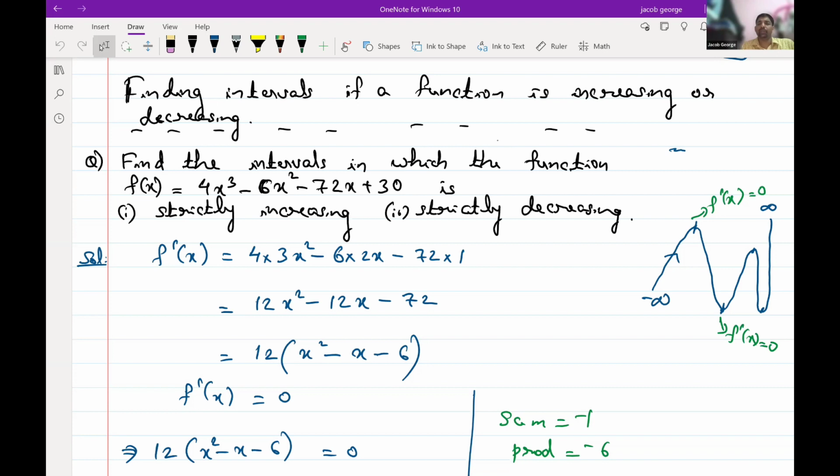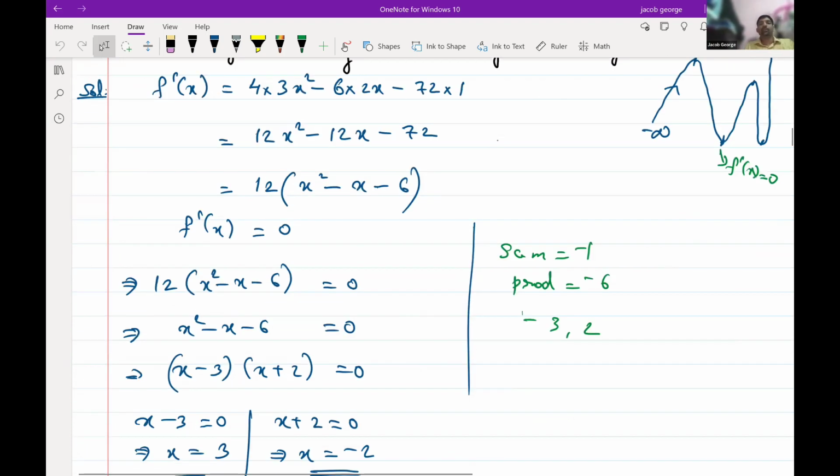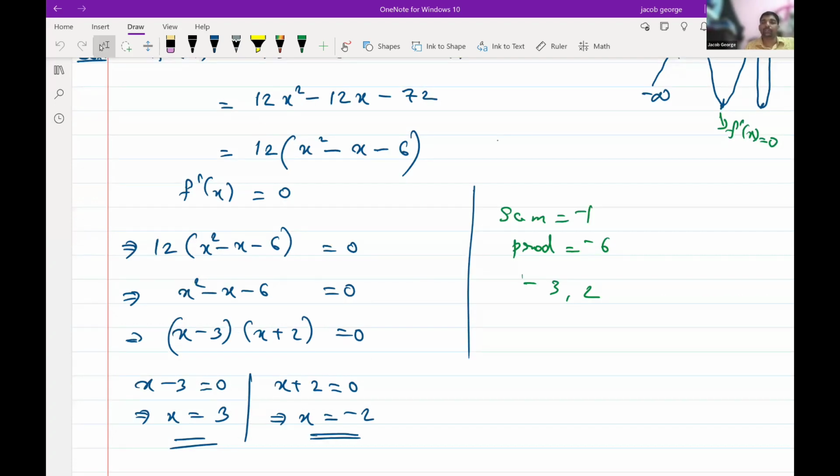In every question of finding intervals, first of all, we have to find out f dash x. Then we equate it to 0. Polynomials we can factorize. So when we factorize x square minus x minus 6, sum is -1 and product is -6. So we get -3 and 2. It is x minus 3 into x plus 2 equal to 0. So x is 3 and x is -2. For cubic, derivative will be quadratic, and we get two solutions, two roots for the quadratic equation.